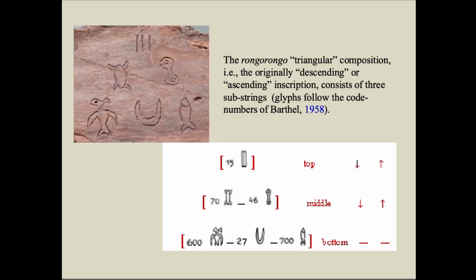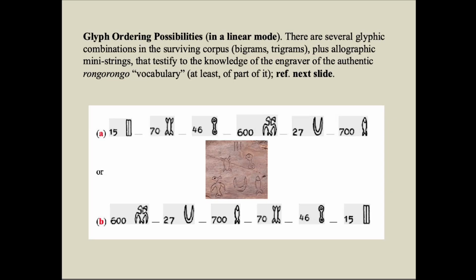And if we start looking at the glyphs, we don't know which way they were read, whether they were read from the bottom to the top or from the top to the bottom. Again, we know so little about the rongorongo script in terms of decoding and translation, or decipherment, I should say. Next slide. So a couple of different orderings are possibilities.